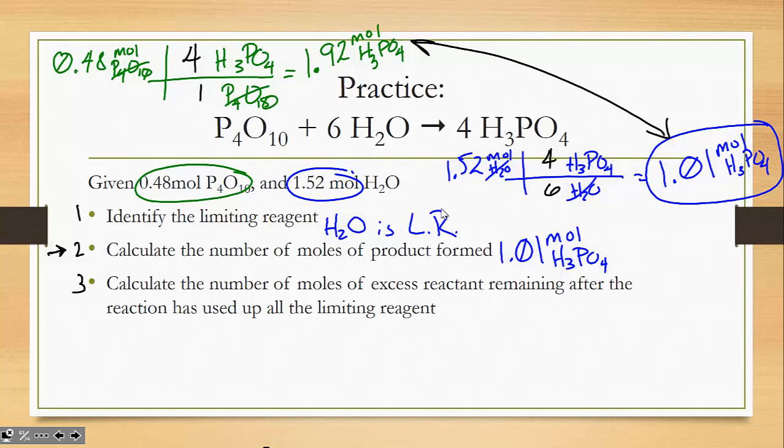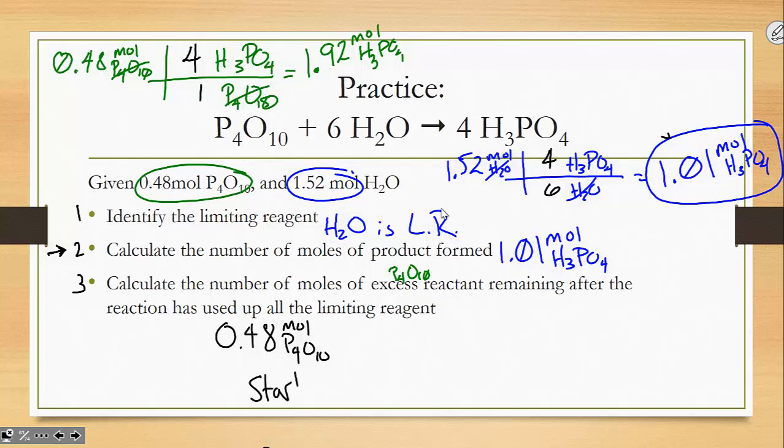So we have to do all stoichiometric calculations based off of the water. Tetraphosphorus decaoxide is our excess reagent. P4O10 is what's going to be left over. How much is left over, we'll have to calculate. We started with 0.48 moles of P4O10, the amount we started with, stated in the problem. We need to figure out how much was used based off of our limiting reagent.